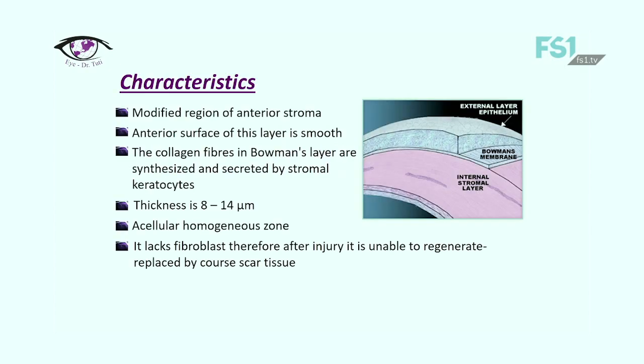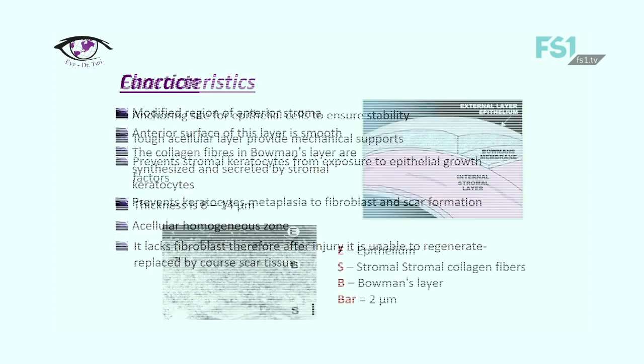The main characteristic of Bowman's layer is that it's a modified region of anterior stroma. The anterior surface of this layer is smooth and the collagen fibers are synthesized and secreted by stromal keratocytes. The thickness of this layer is approximately between 8 to 14 micrometers. This is an acellular homogeneous zone and there is no fibroblast. Therefore, after injury, it's unable to regenerate. And this layer is replaced by a coarse scar tissue after injury.